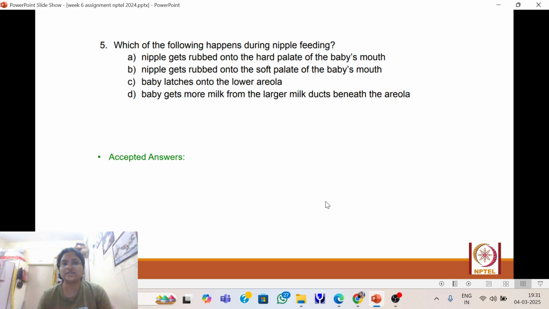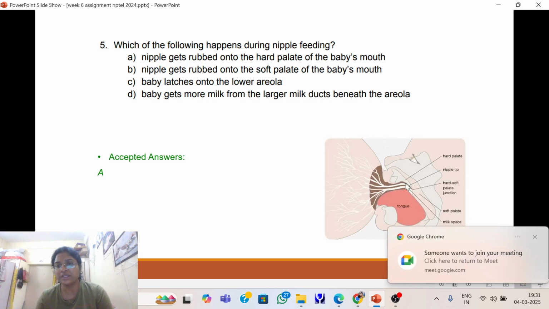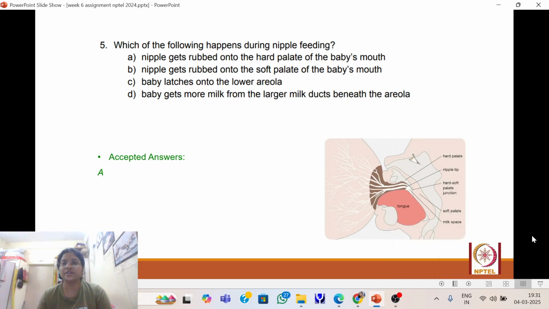Okay, let's see what is the answer to this question. It is nipple gets rubbed onto the hard palate of the baby's mouth. So, what is called nipple feeding? Here you can see if the nipple is getting touched to the hard palate, which is the upper palate of the baby's mouth, then probably it is not sucking the breast milk properly. It is not getting enough breast milk because it is nipple feeding and not breastfeeding.